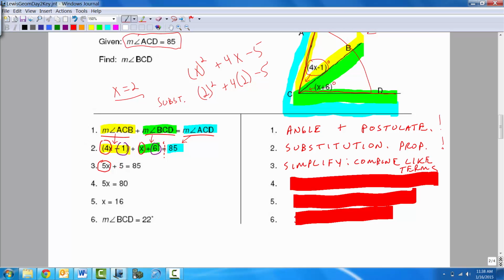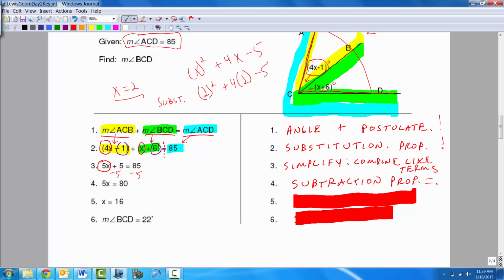Now it's when we do our undo operation. So what happens from here to here? Well, all of a sudden this 85 turned into an 80, and this plus 5 is gone. So what did you do to both sides? You subtracted 5, which is called the subtraction property of equations. Whatever I do to one side, I do to the other. So if I subtract 5 from one side, I can subtract 5 from the other. So that's why that's called the subtraction property.